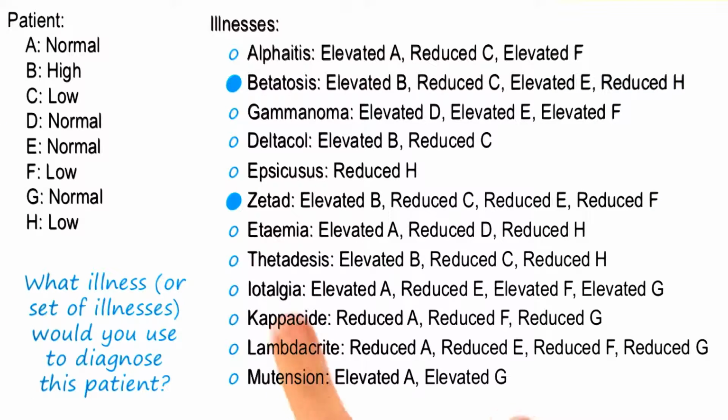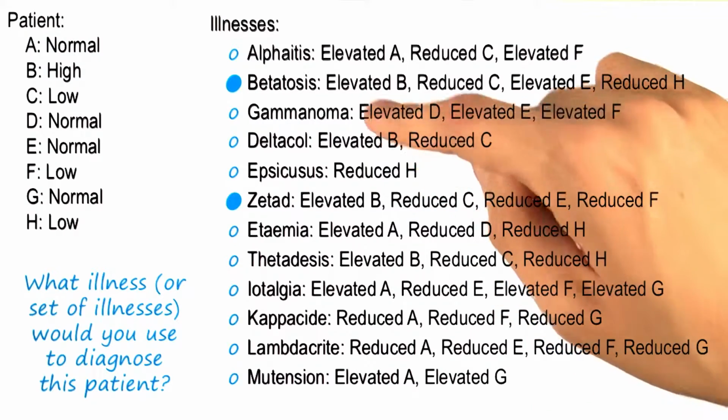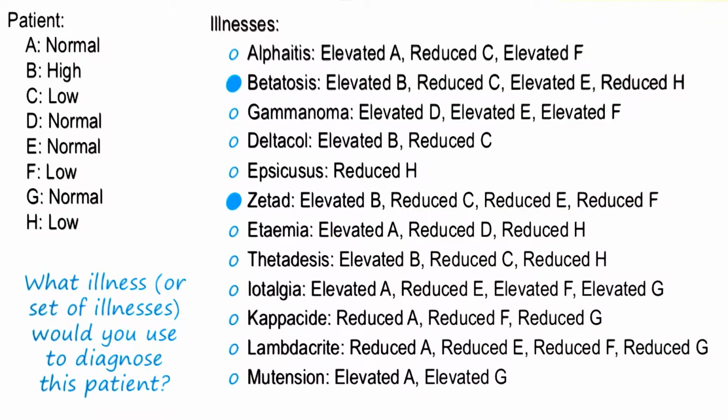I could have also chosen thetadesis. Thetadesis would have explained B, C, and H. It wouldn't explain F, but it would be a simpler explanation than the combination of beta-ptosis and zeta-ad. In that case, I would be sacrificing coverage for parsimony.